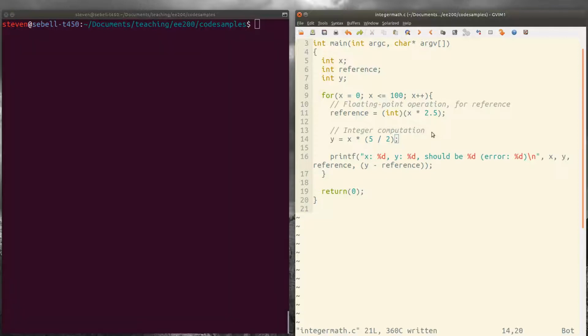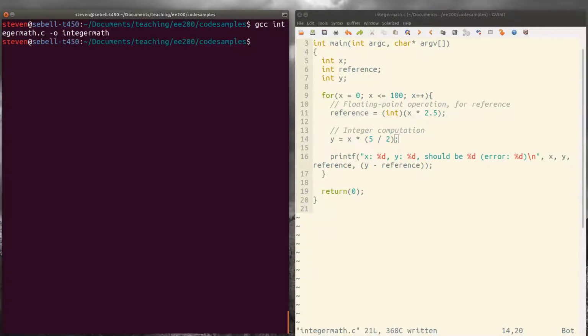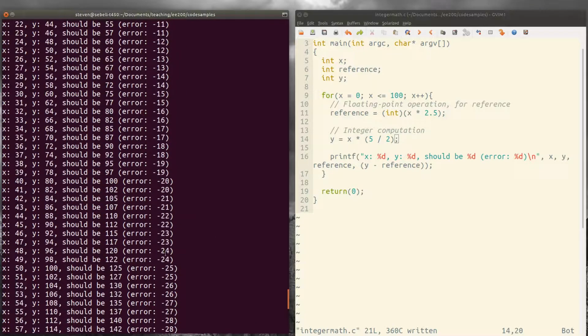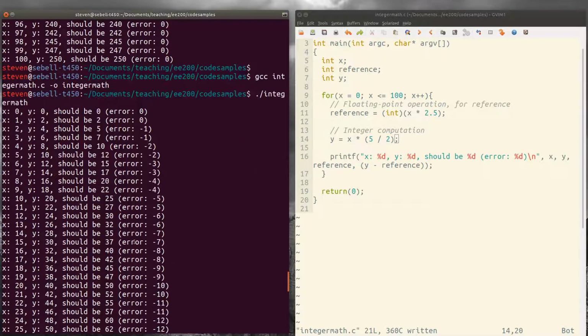Okay, so then we can go ahead and just compile this program. So cc integer math.c. And then we can run it. Okay, and as we do this, already you can see that there are some pretty big errors accumulating. So if we go up to the beginning, if x is 0, x times 2.5 is still 0. That works out all right.